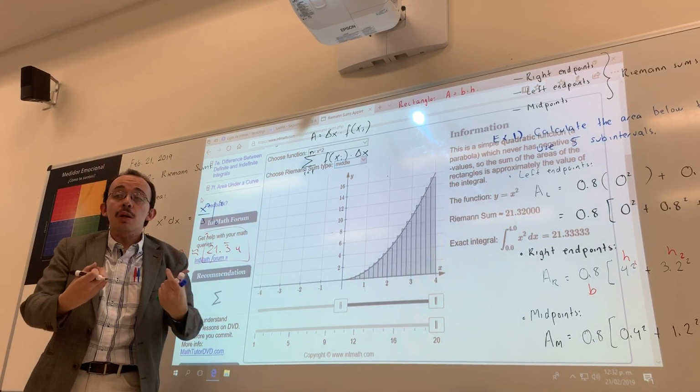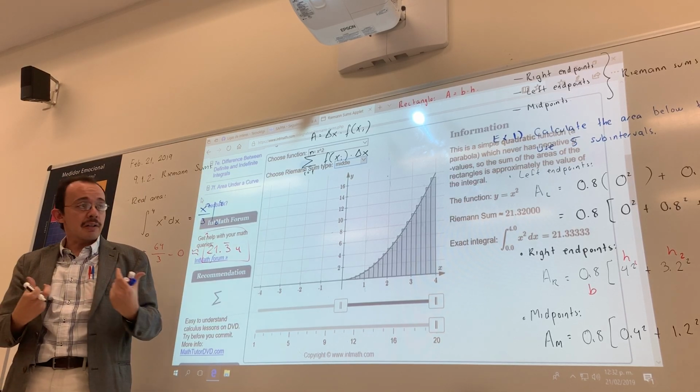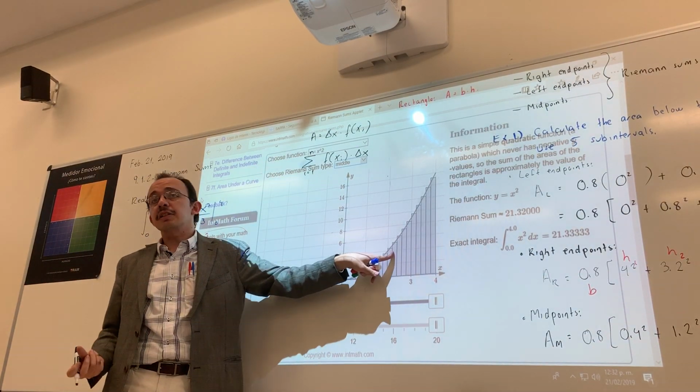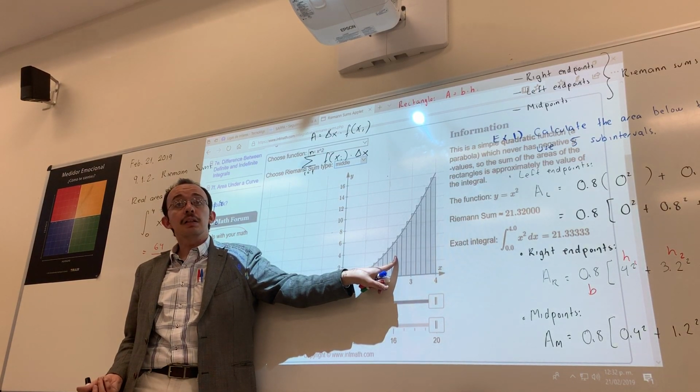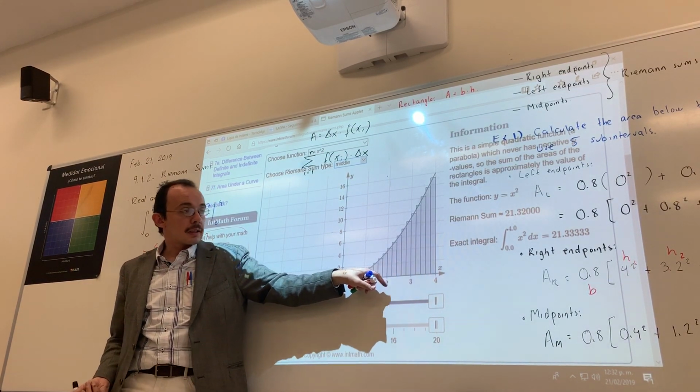But what would be the real one? The real area is when the number of subintervals gets close to what?